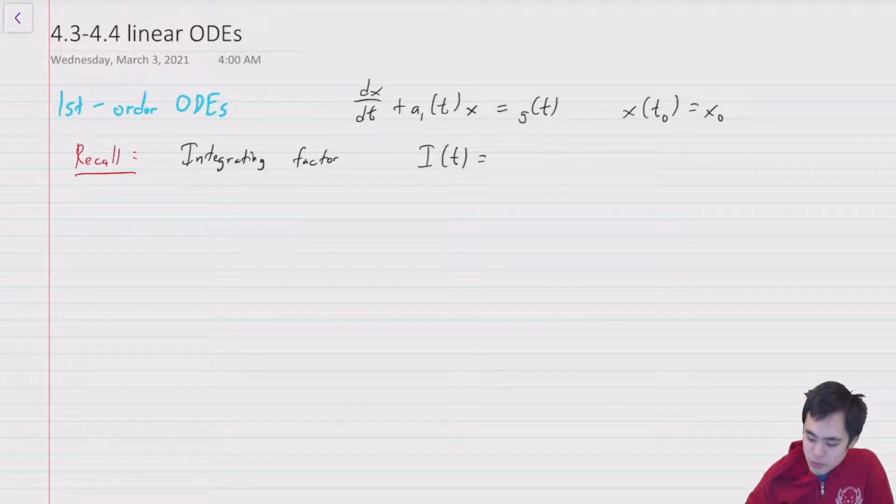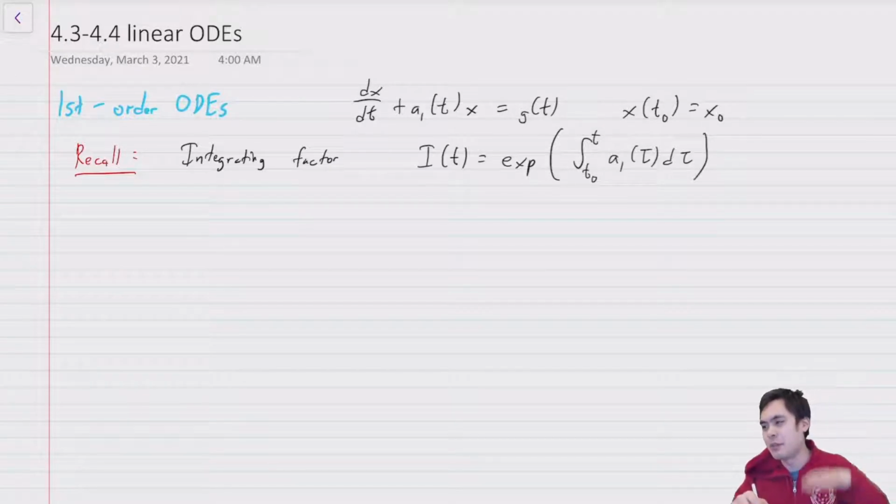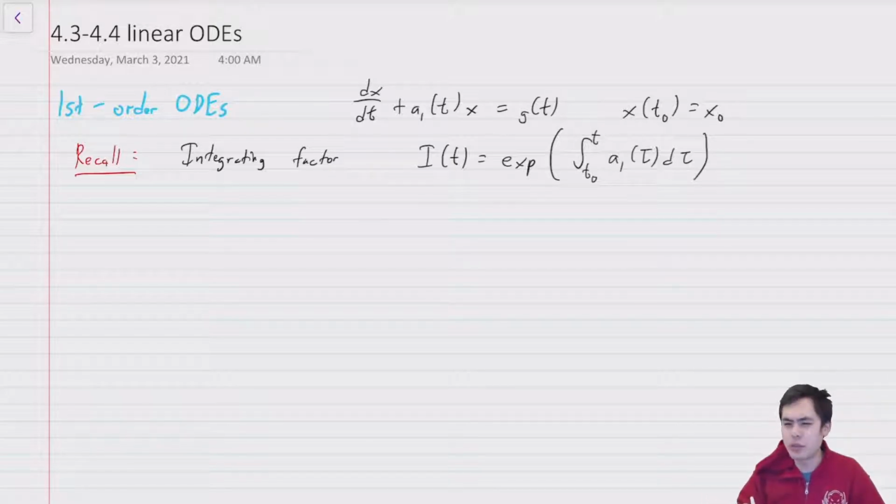which is I(t) = e to the integral from t0 to t of a1(tau) d tau. Note that we're using tau as the variable inside the integration because t is being used as one of the limits of integration. Occasionally you'll see me use the same variable as both a limit and on the inside. Hopefully that's not too confusing; it should be clear from context what is meant. I'll try to remember to use different variables.